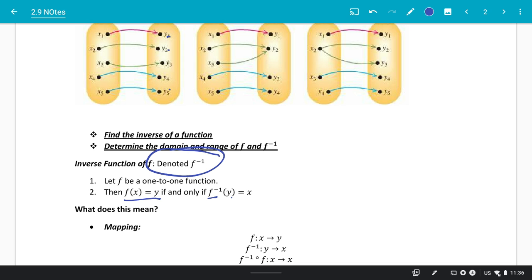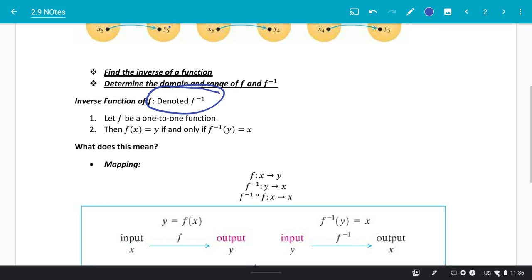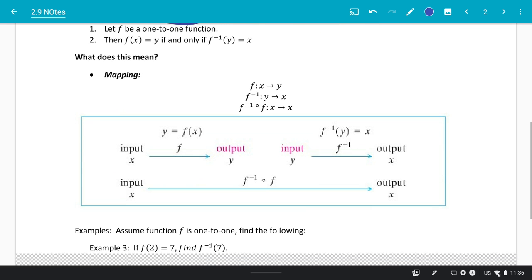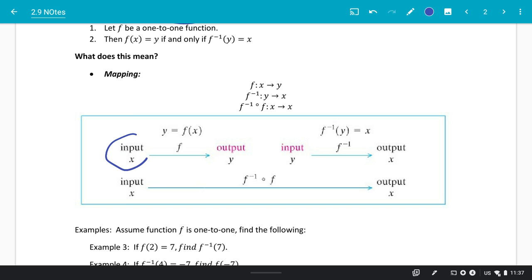Check this out. The input has to equal the output, and then you switch those places. Then the output equals the input. What does that mean? It means if I input some x to the function and I get the output y.